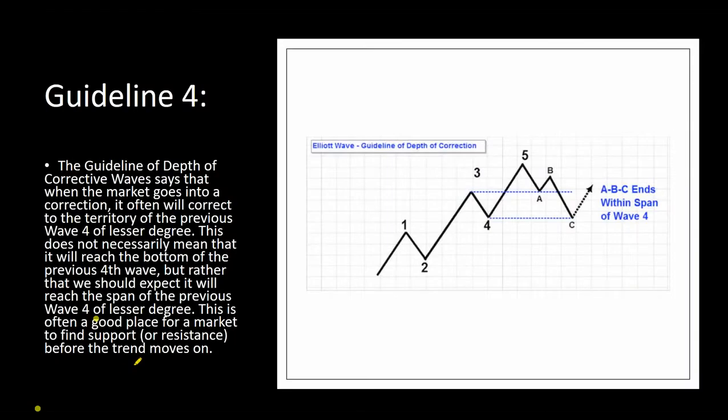Guideline 4 is the guideline of depth in corrective waves. It says that when the market goes into a correction, it often will correct into the territory of the previous wave 4 of a lesser degree. Again, we can see these are basically lines of support and resistance.